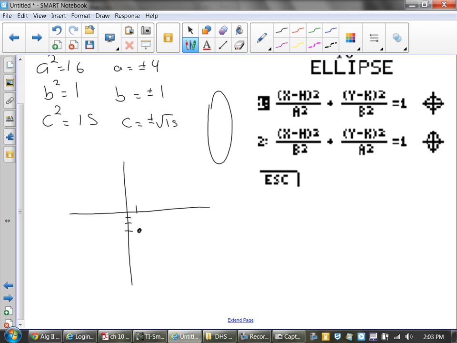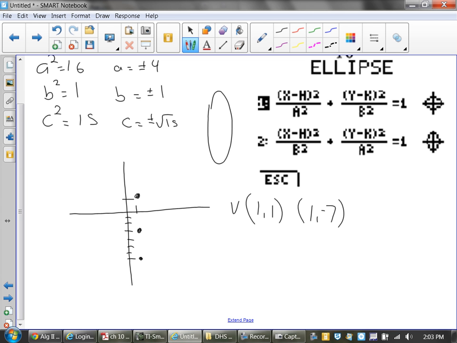Since I know that it's going to be opening upward and downward, when I go to walk my value of A, I'm only changing the y coordinate of my vertex. So I go up 4 from here, and I go down 4. So my vertices are now at 1, 1, and 1, -7. I'm listing them while I'm plotting them, so don't forget where they are.